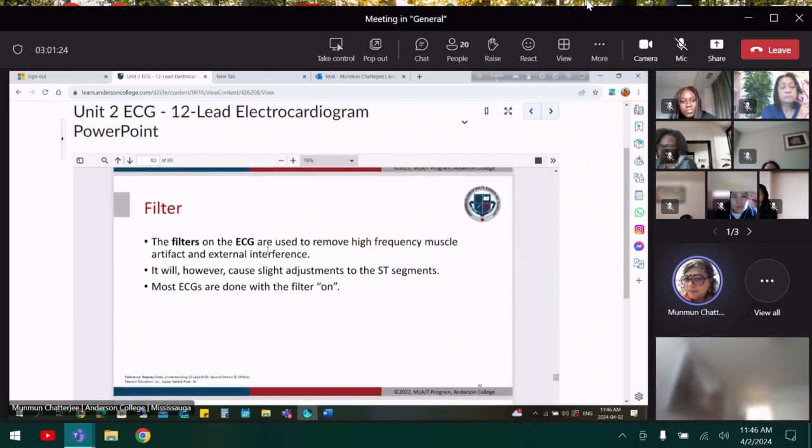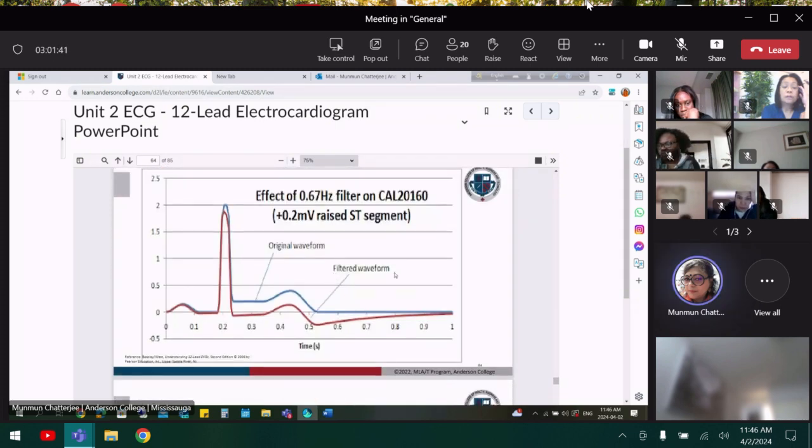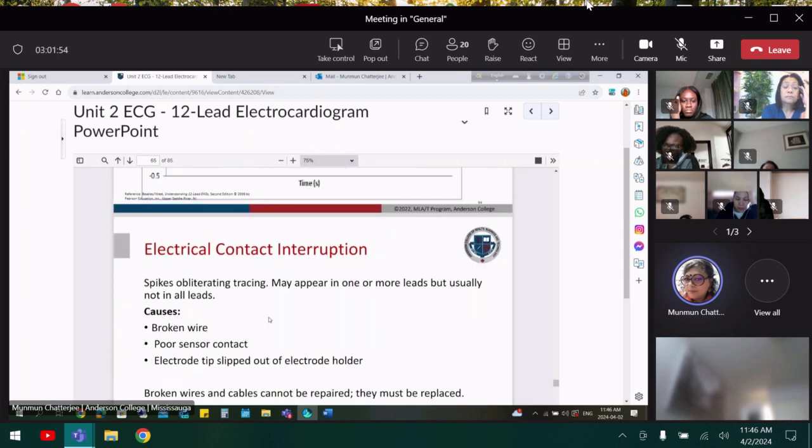Filters. The filter on the ECG is used to remove high frequency muscle artifact and external interference. It will, however, cause slight adjustment to the ST segments. Most ECGs are done with the filter on. So this is how the original waveform looks and how it looks when filtered. This is not that important, but just to tell you.